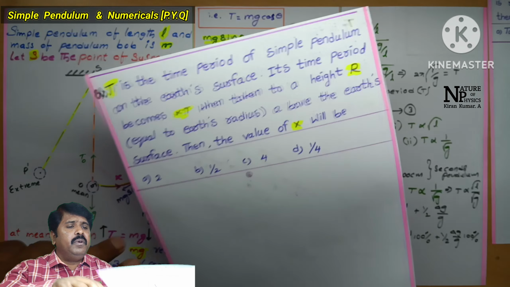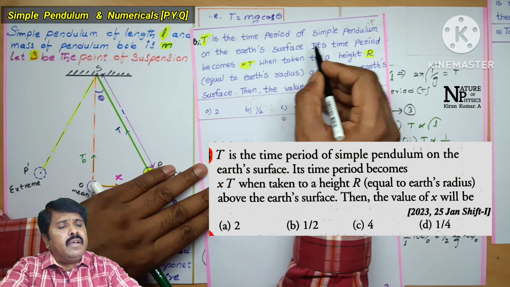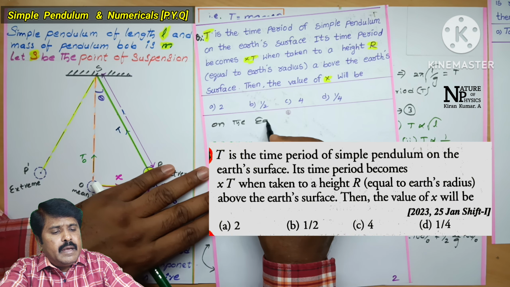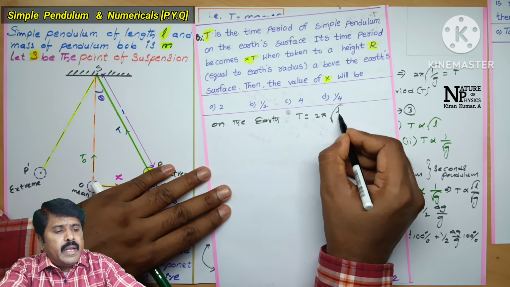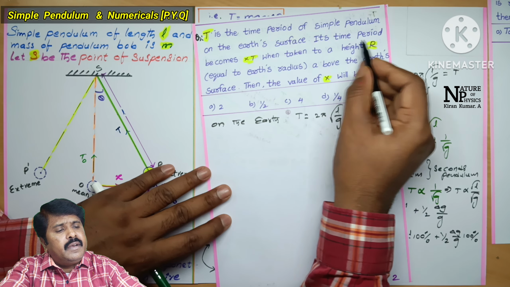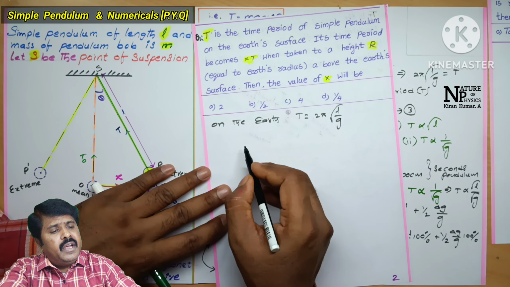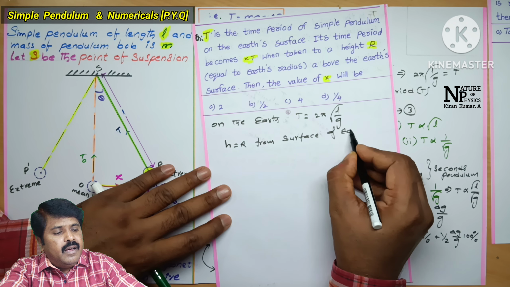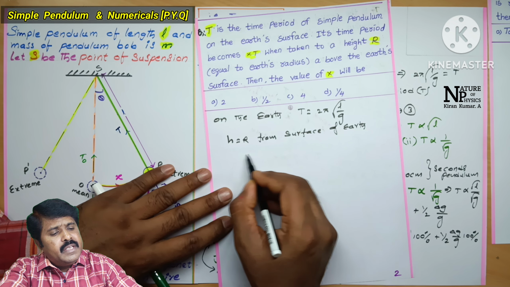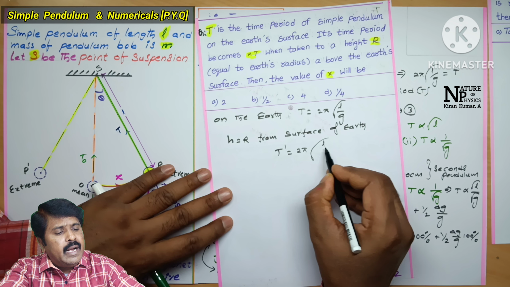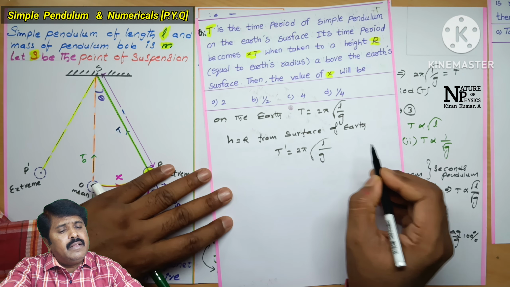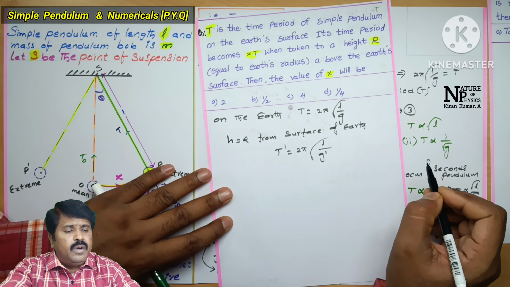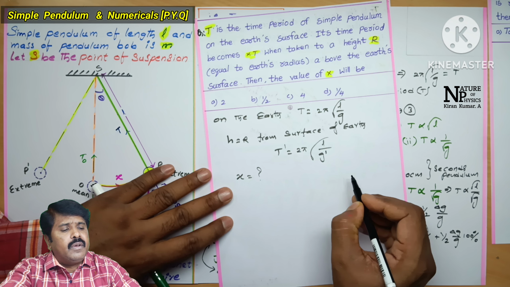Next, I am going to explain the second numerical. The time period of a simple pendulum on the earth's surface is T, which is equal to 2 pi root over L divided by G. Its time period becomes xT when it is at a height h, where h is equal to R from the surface of the earth. The time period is T dash, equal to 2 pi root over L divided by G. The length is not affected, but the G value will change, which we write as G dash. Student, in the question we are asked for x. So try to understand the situation.